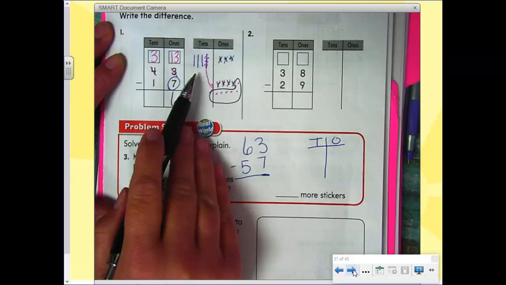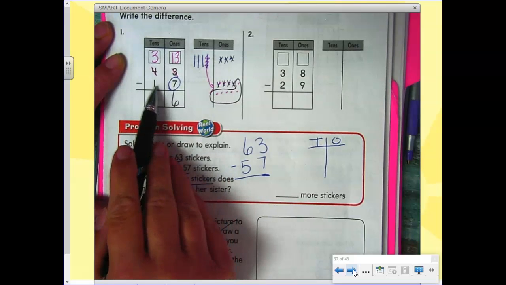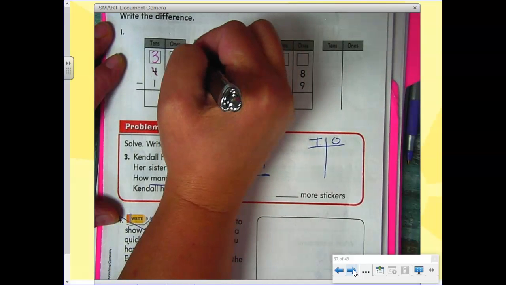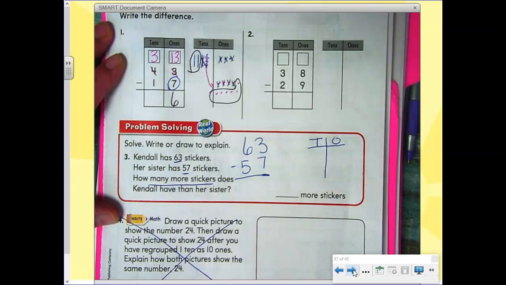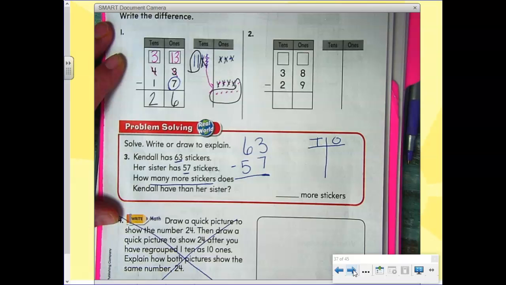Now I move over to my tens. I have 3, and I need to subtract 1. So I cross out the 1. What do I have left? I have 2. My answer is 26.